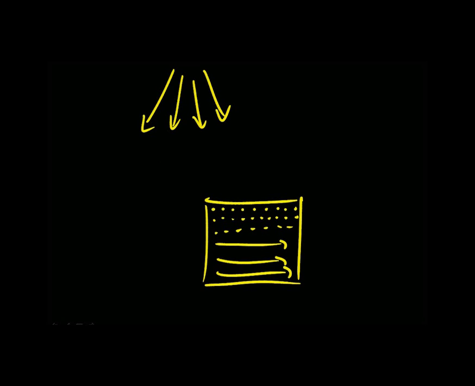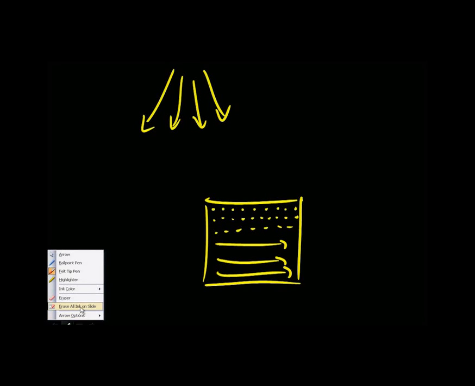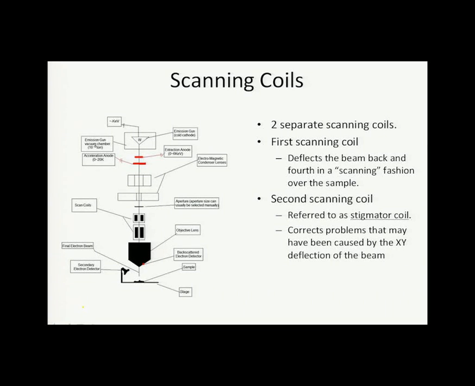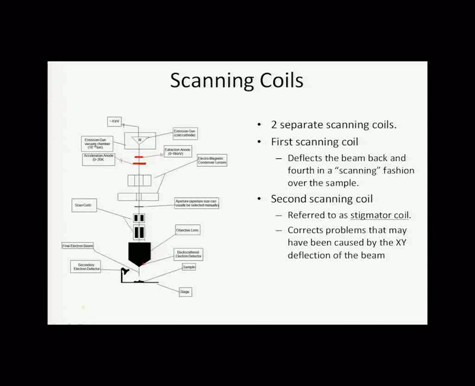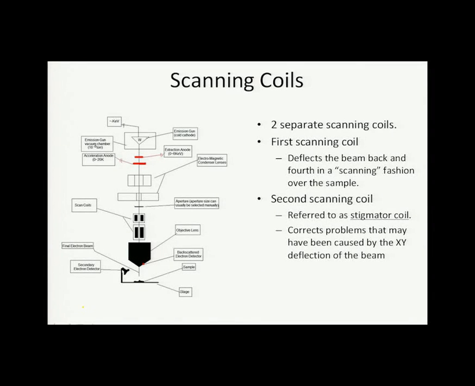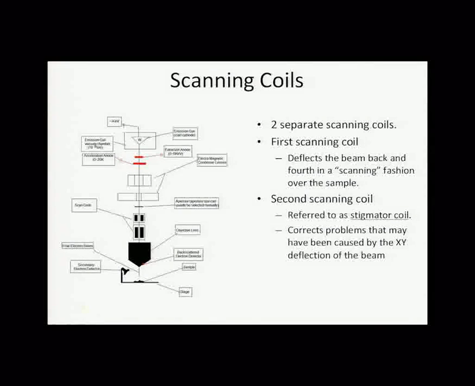The second one, the stigmator coil, helps to correct any problems that may have been caused by that XY deflection. And in practice, adjusting the stigmator coils can really help clean up your image, especially at higher magnifications.